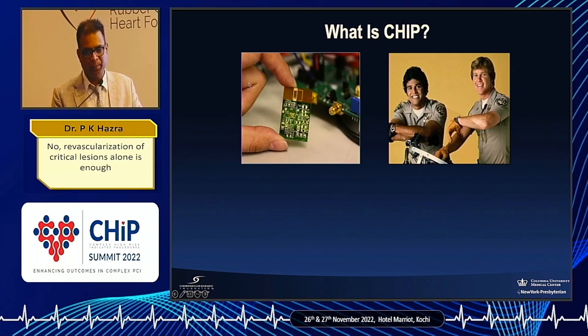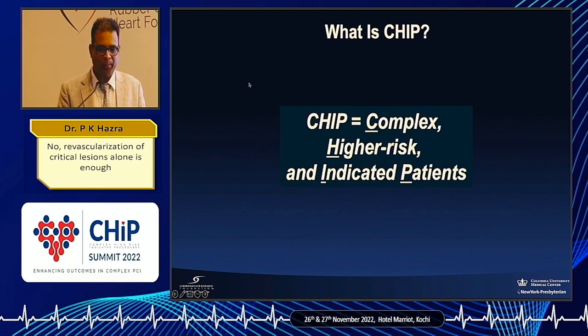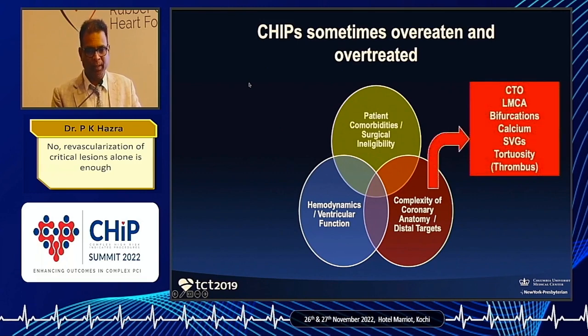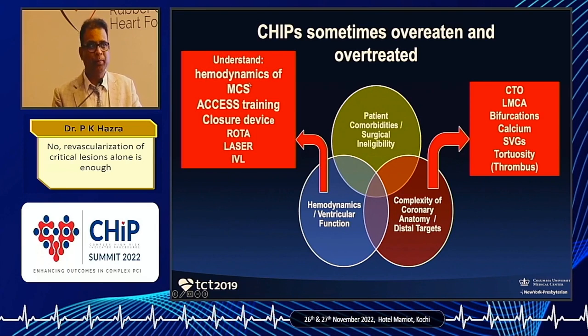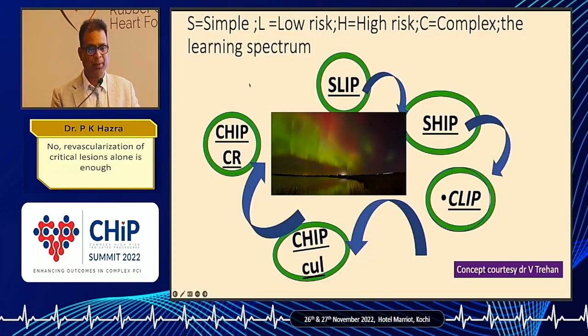CHIP is not this cheap. CHIP is complex, high-risk and indicated patients, and there are many more things to understand about actual CHIP. You should be conversant with CTO, LMCA, bifurcations, and calcium management by Dr. Shamin Sharma. Also, everybody should understand the hemodynamics of MCS, Impella, and ECMO, Rota, laser, IVL, and closure devices. And CHIP for me is a critical lesion subset in highly indicated patients, and it's a complete procedure.